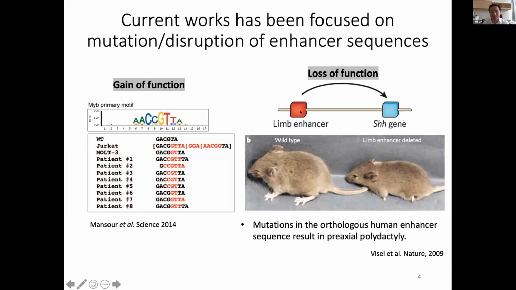This limb enhancer is located more than 1 million base pairs away from its target gene, the SHH gene, and is located inside the intron of another gene. But when the scientists deleted this enhancer sequence, you can see there's a severe phenotype. In this case, the mouse limb doesn't develop at all. Mutations in the orthologous human enhancer sequence can usually result in preaxial polydactyly, meaning you have a lot more fingers on your hand. Again, past research has been really focused on mutations in the enhancer sequence itself.